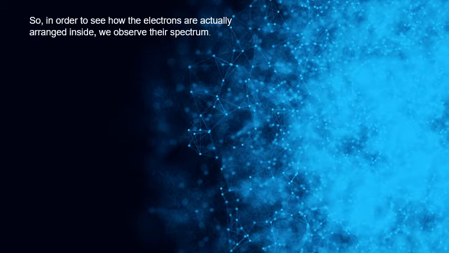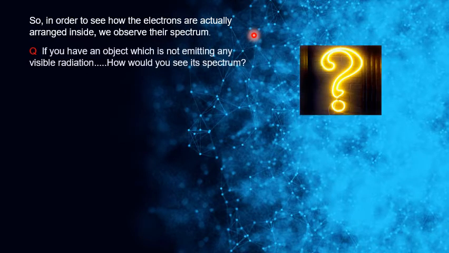In order to see how the electrons are actually arranged inside the atom, we observe their spectrum, the atomic spectrum. So a general question for you now: if you have a general object which is not glowing, which is not emitting any visible radiation, how would you see its spectrum, the light coming from inside of that thing? How would you see that?